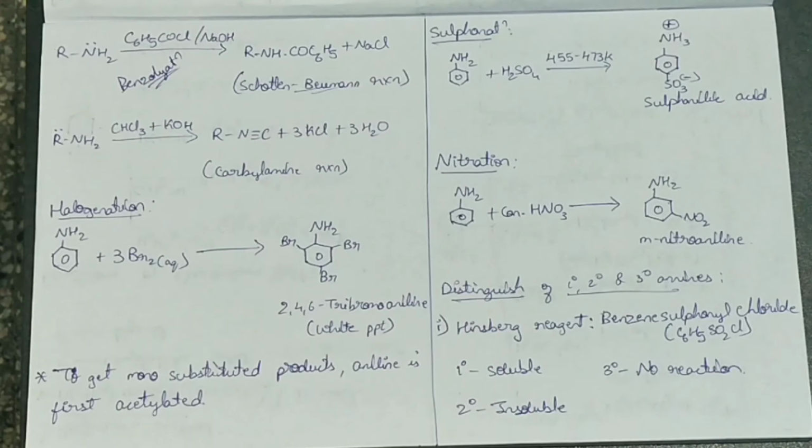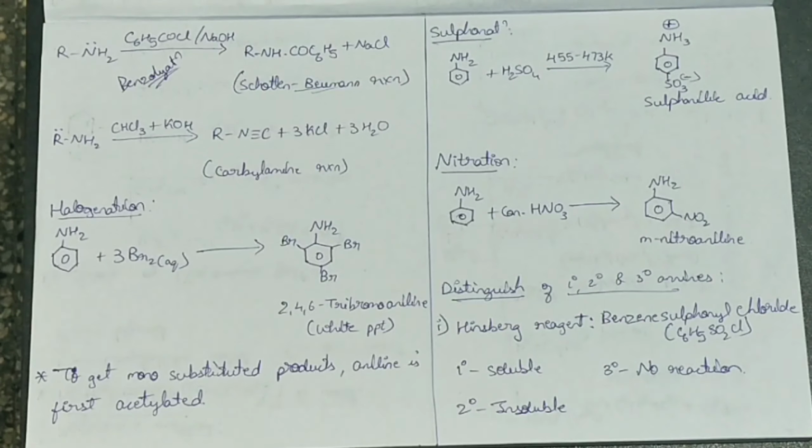And next reaction, where primary amine reacts with chloroform along with KOH, is the carbylamine reaction. So next, the halogenation reaction of amines. When aniline is reacted with excess bromine water, we get 2,4,6-tribromoaniline, which will be a white precipitate. But to get the monosubstituted product, aniline has to be acetylated first. Aniline should undergo the acetylation reaction in order to get the monosubstituted product.